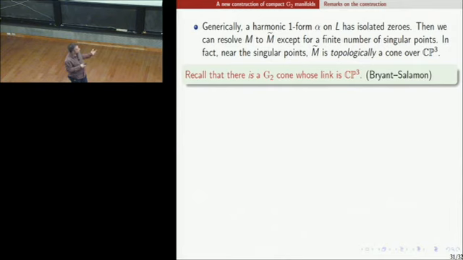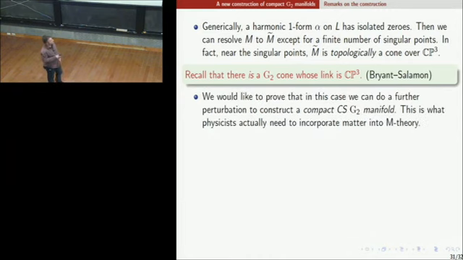This is not right. There is a nearly Kähler 6-manifold with link CP3, and one of the Bryant-Salamon manifolds is asymptotic to it. So what we'd love to do is to show that in this case where our construction is failing, which is frequently, we're actually going to be able to get CS G2 manifolds.